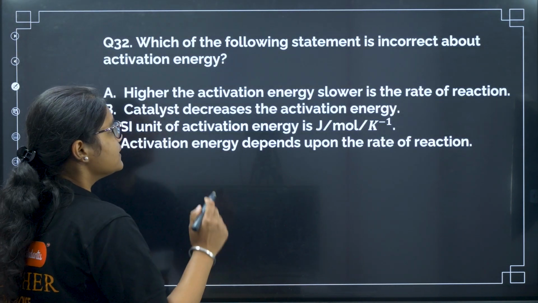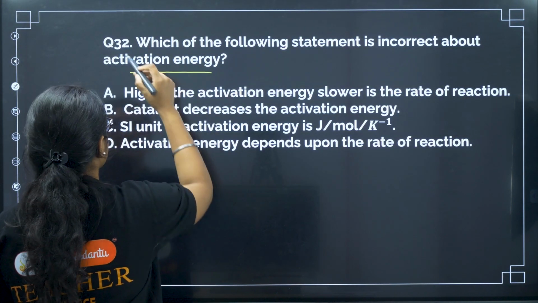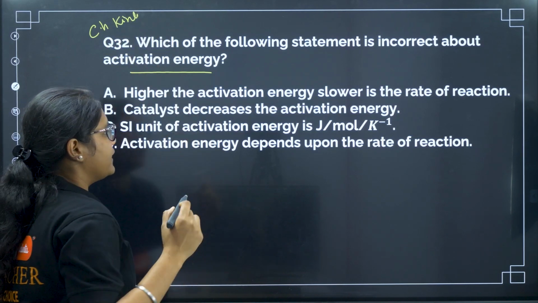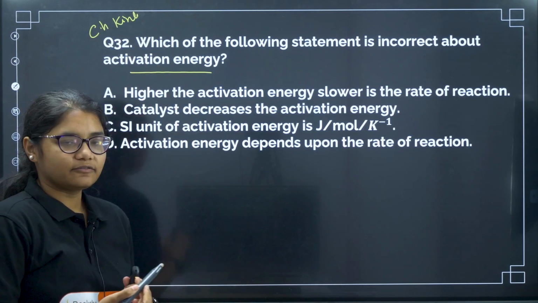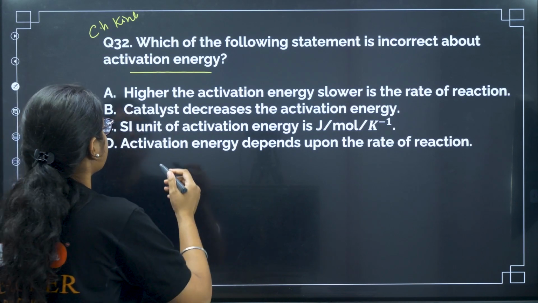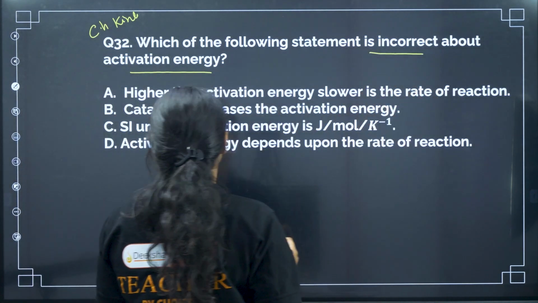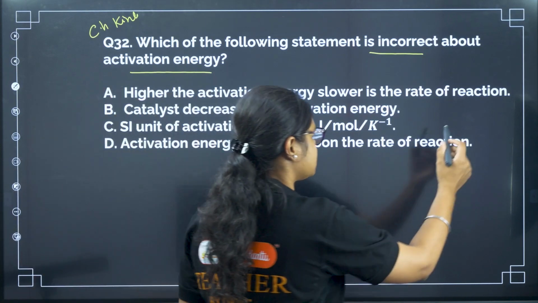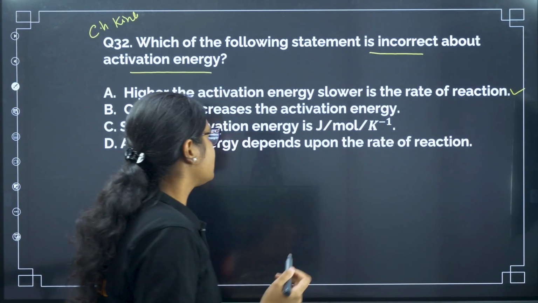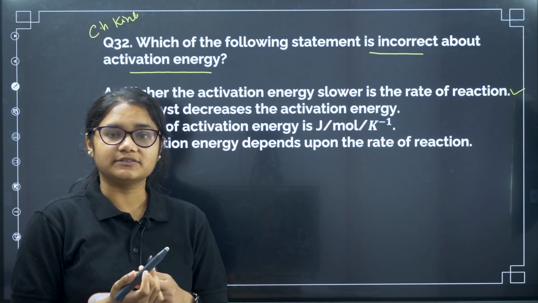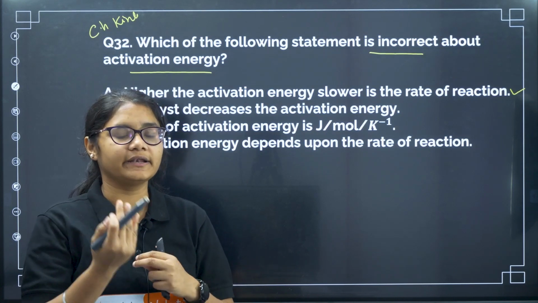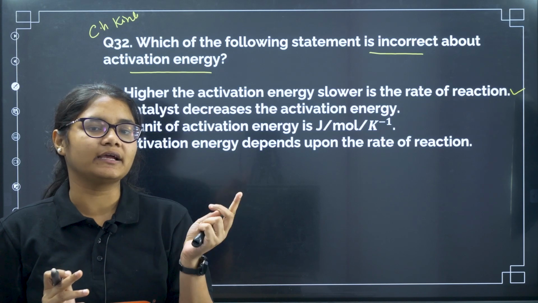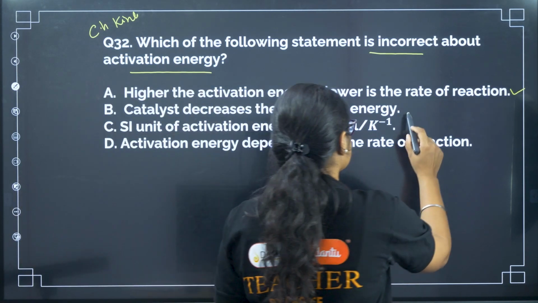Which of the following statements is incorrect about activation energy? This question is from your chemical kinetics. Higher the activation energy, lower is the rate of the reaction. You have to find the incorrect statement, right? If activation energy is more, the rate of the reaction will be slower. So this statement is correct. Then, catalyst decreases the activation energy. This statement is also correct. We know catalyst provides an alternative pathway for the reaction which has lesser activation energy than the reaction without catalyst. So this statement is also correct.